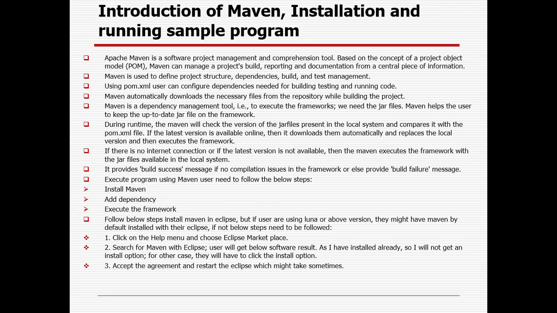So what is Maven? Maven is a product from Apache. That is the reason it is called Apache Maven. It's a software project management and comprehension tool. Based on the concept of a project object model, which is nothing but the page object model, Maven can manage a project's build, reporting and documentation from a central piece of information. Maven is sometimes called a dependency management tool. Maven is used to define project structure, dependency, build and test management.